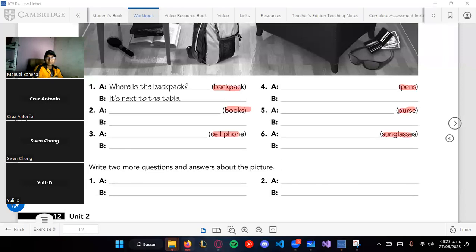Yes, teacher. Perfect. Just two. Solo dos preguntitas más. Dos preguntas con su respuesta. So, for example, here it's going to be question and answer. Okay? You have 3 minutes as well. Igual, tres minutitos. Okay? Go ahead.